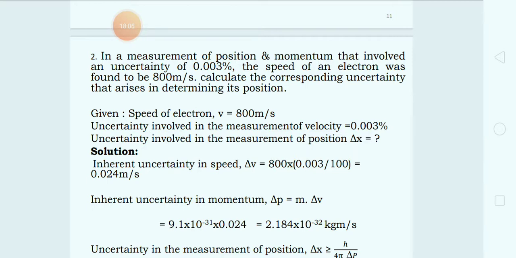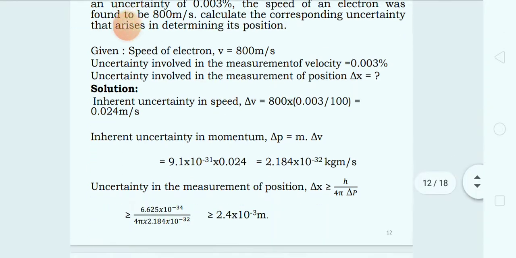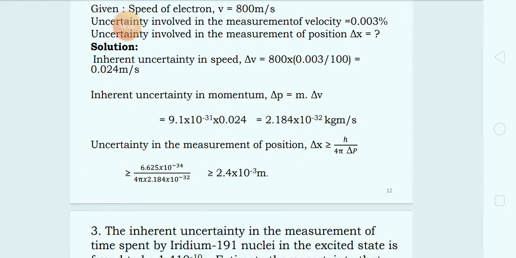Here the uncertainty in the momentum is not given directly, but you can evaluate because we have the delta v value there. So delta p equal to m delta v, because we know p equal to mv. So it will be 2.184 into 10 power minus 32 kg meter per second. And uncertainty in the measurement of position is now easy to calculate using Heisenberg's uncertainty principle. We substitute these data and it will be greater than or equal to 2.4 into 10 power minus 3 meters.